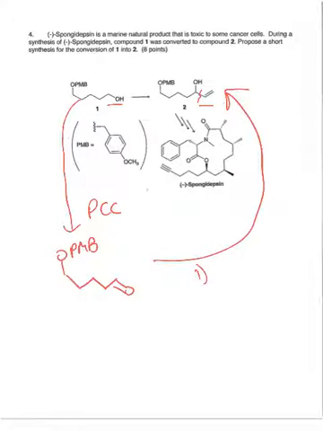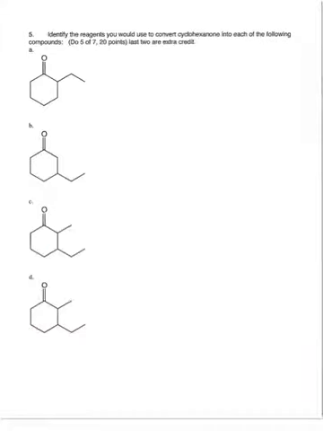And a lot of you are much too creative in what you added. All you need is the vinyl magnesium bromide followed by a dilute acid, and you're done.